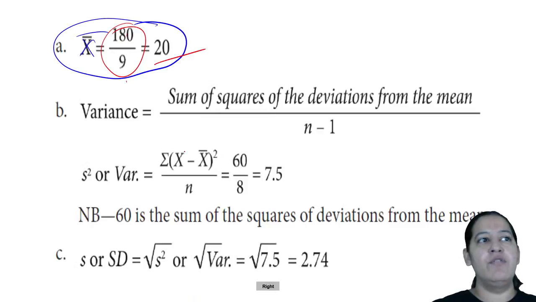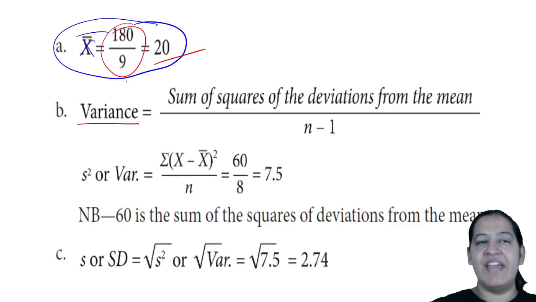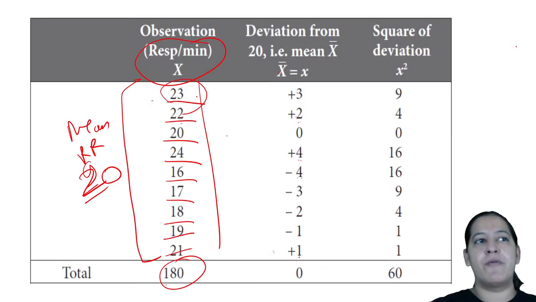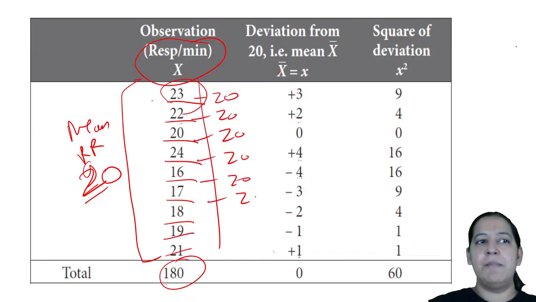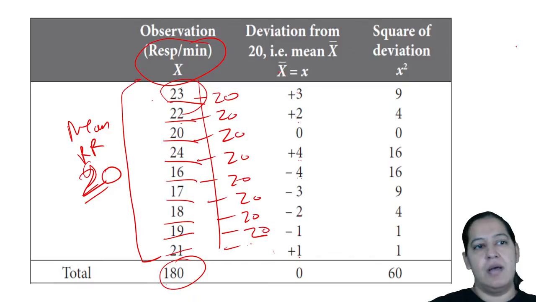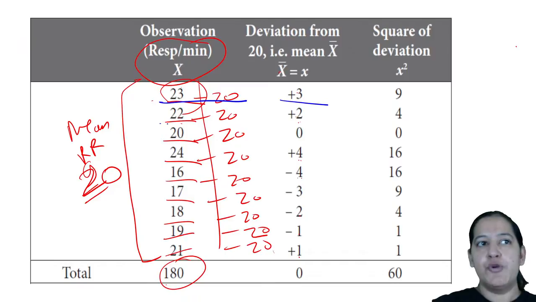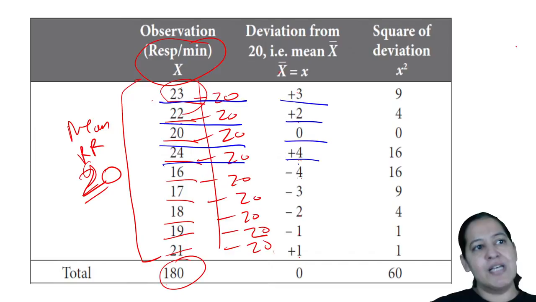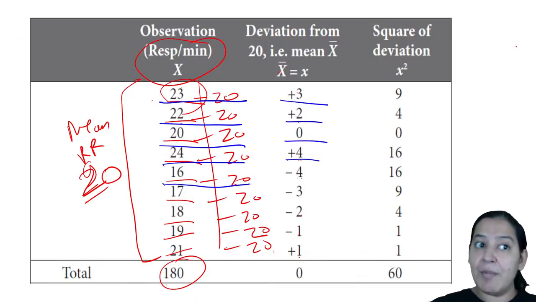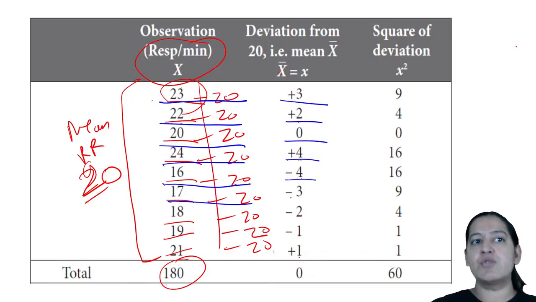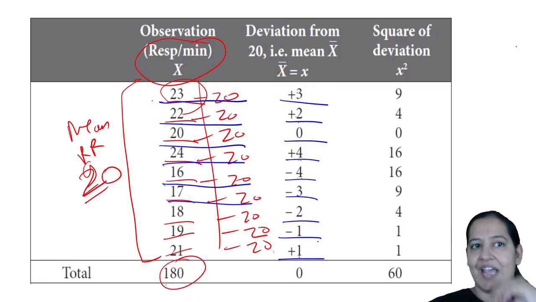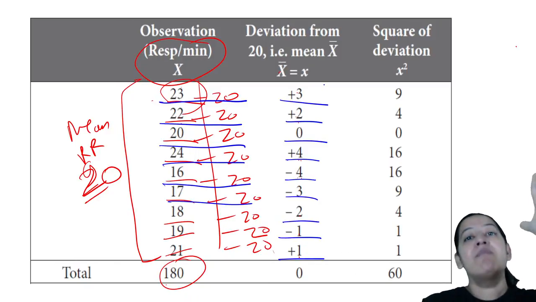Then second step, what will you do? You have to find the variance. Variance kaise find karoge? Sum of squares of deviation. So just subtract the mean from all of them: minus 20, minus 20, minus 20, as you were doing in mean deviation. Some of the values will be plus. 23 minus 20 will be plus 3. 22 minus 20 will be plus 2. 20 minus 20 will be 0. 24 minus 20 will be plus 4. Some of them will be minus. 16 minus 20 is minus 4. 17 minus 20 is minus 3. Minus 2, minus 1, plus 1, likewise. So some values are in plus, some values are in minus.